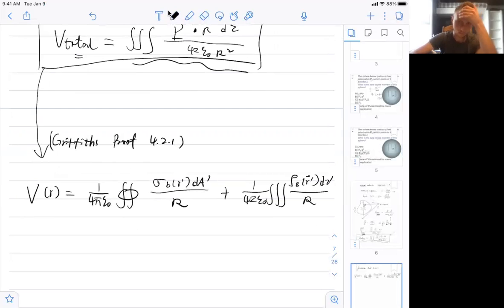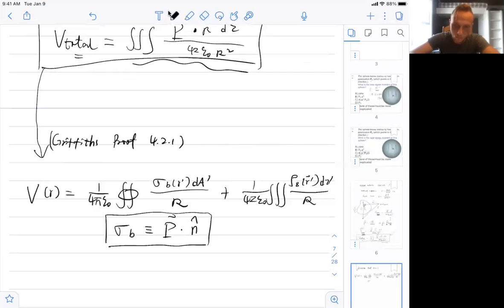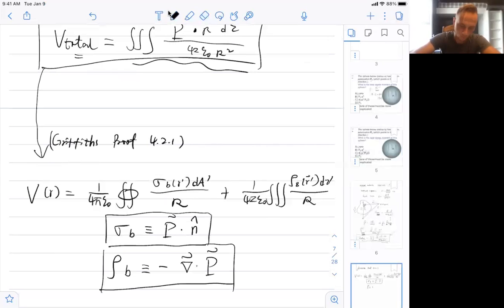So this sigma b is defined to be polarization dotted into n hat. And this density rho b, little b, is defined to be the negative divergence of your polarization. Okay, so that's what these two terms mean.